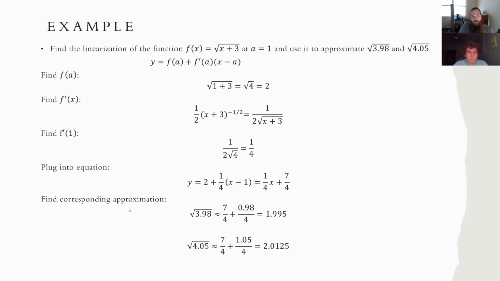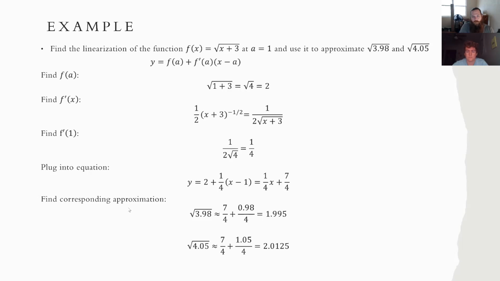As long as we stay close to the base point a, which is 1 here, we can plug in any x values we want. And that will give us something that is very, very close to the square root of that number plus 3. So if we want the square root of 3.98 or the square root of 4.05, we just have to plug in the x value that would get us those things in the actual function.